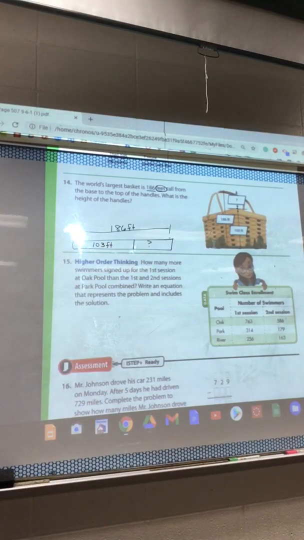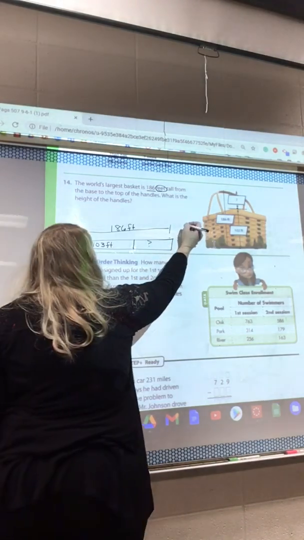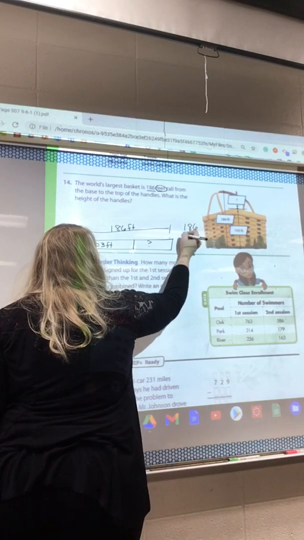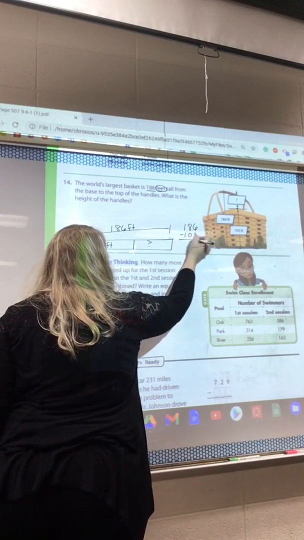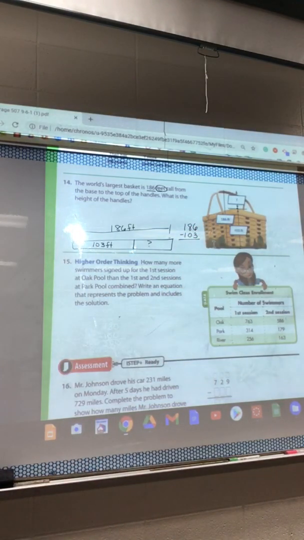How can we find that? Tyson? You subtract 103 feet from 186. That's right, exactly. So we're going to subtract it. So just stack it over here. Okay, this one's pretty easy too. We don't even have to regroup anything.